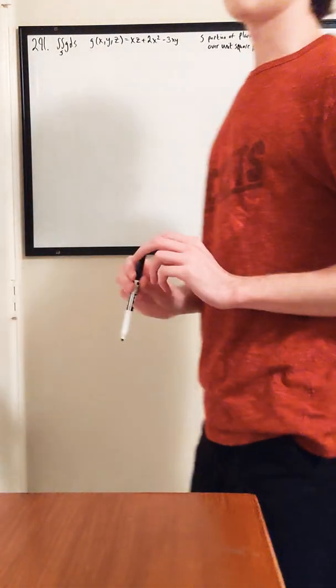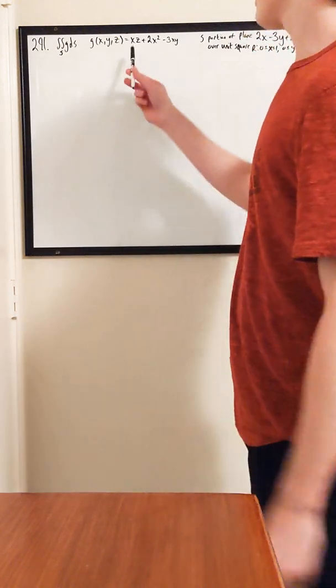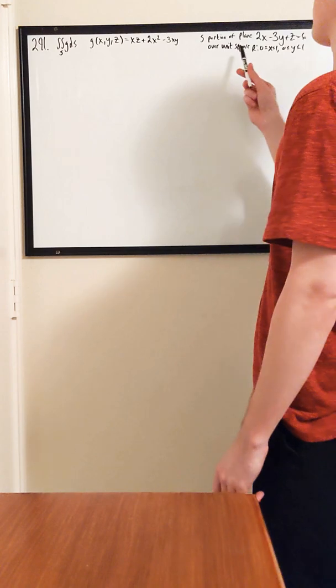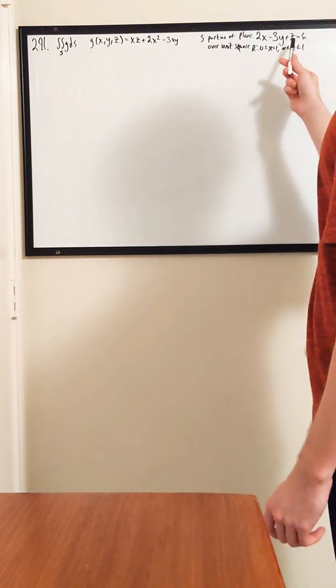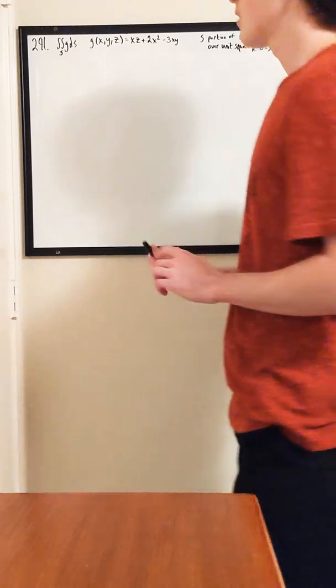For section 6.6, I'm going to do number 291. You're told to find the surface integral of g. G is xz plus 2x squared minus 3xy. The surface is the portion of the plane 2x minus 3y plus z equals 6 over the unit square, so x and y both are between 0 and 1.